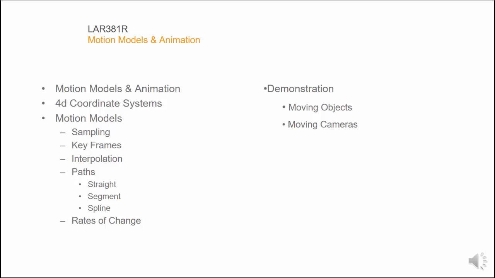This is the first lecture on motion models and animation. We'll cover 4D coordinate systems, motion models and key terms, which deal with sampling, keyframes, interpolation, controlling movement of objects in space and time using paths, which can be straight, segmented, or splines, and then introducing rates of change. The hope is that as we move forward, we'll be able to move objects in space and time. We'll look at moving cameras later in the week.